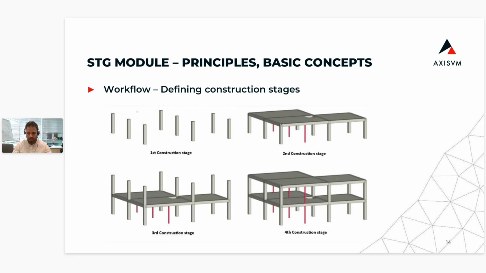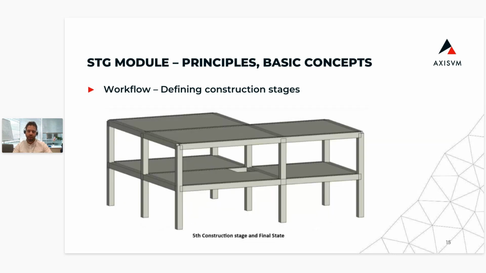An example for the previously shown master model: that master model was broken down into 5 construction stages. The first one is where we built the columns. The second one is where we built the beams, slabs, and the supporting columns. The third construction stage is the first story reinforced concrete columns. And in the fourth construction stage, the slabs and ribs were built alongside the supporting beams of the first floor. And then the final construction stage, the 5th construction stage, represents the final state of the model.